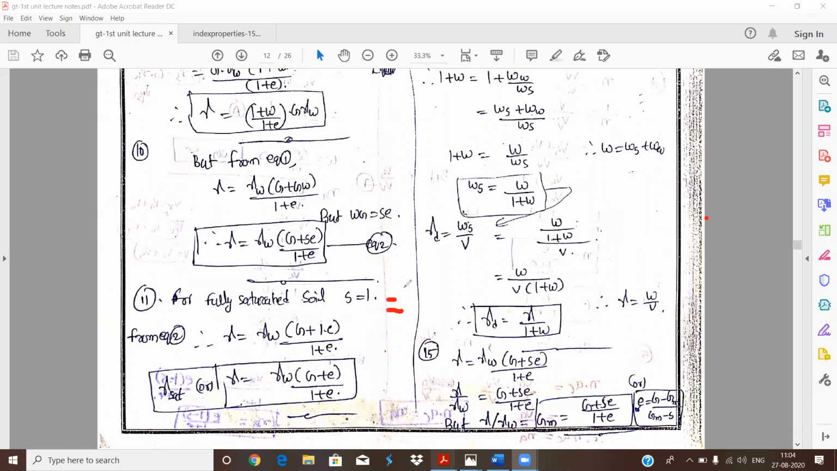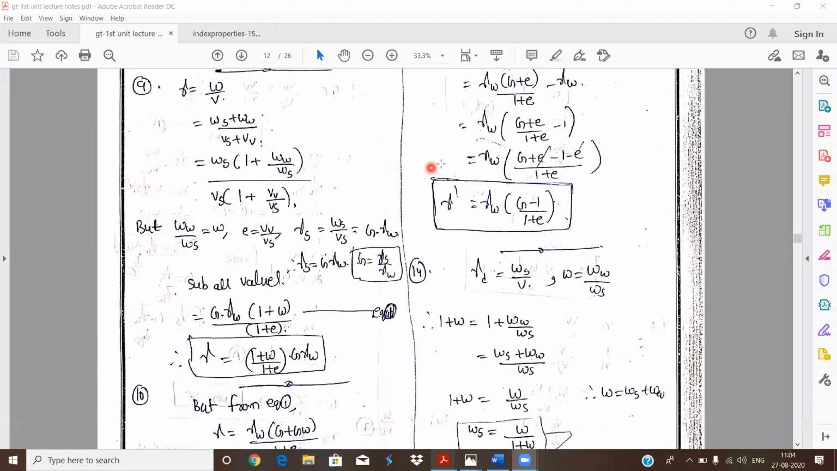The degree of saturation is the ratio of the volume of water to the volume of voids. For a saturated soil, the total voids are replaced by water only, so the volume of water divided by the volume of voids automatically gives 1. So in the above equation, if we replace S by 1, the equation turns into this equation. Okay, so this is also another equation.